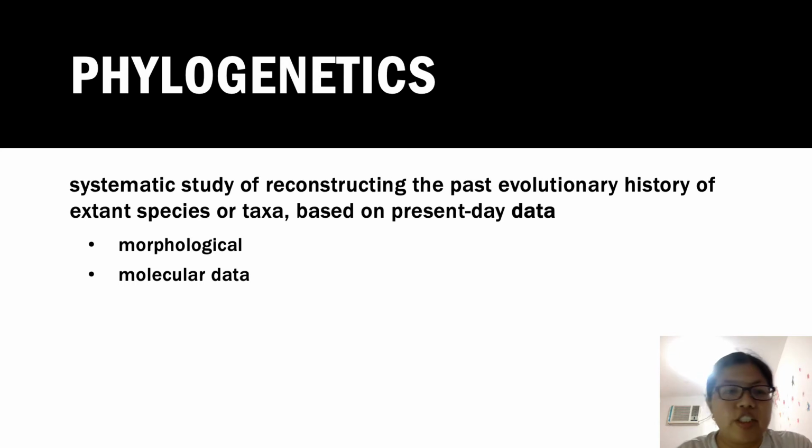When we say phylogenetics, this is a systematic study of reconstructing the past evolutionary history of extant species. When we say extant species, these are species that are living or we can observe nowadays, based on present-day data. So there are two types of data that we can use in phylogenetics. We have the morphological and molecular data.